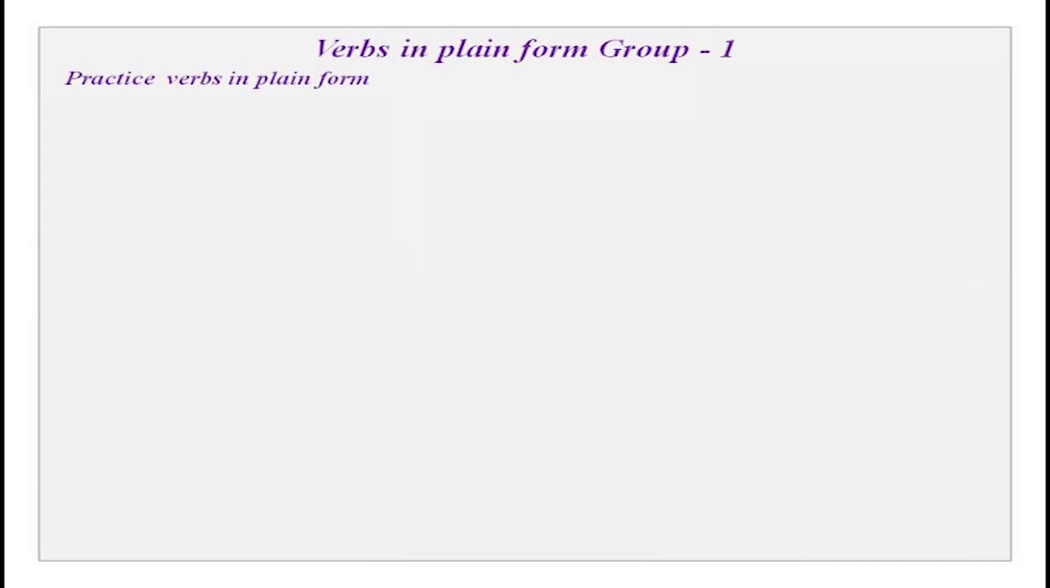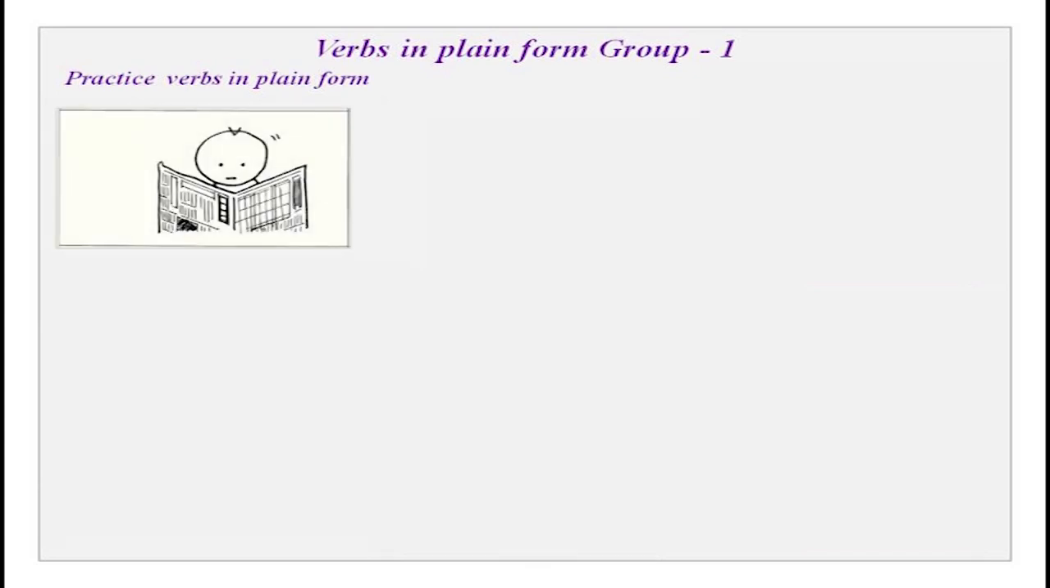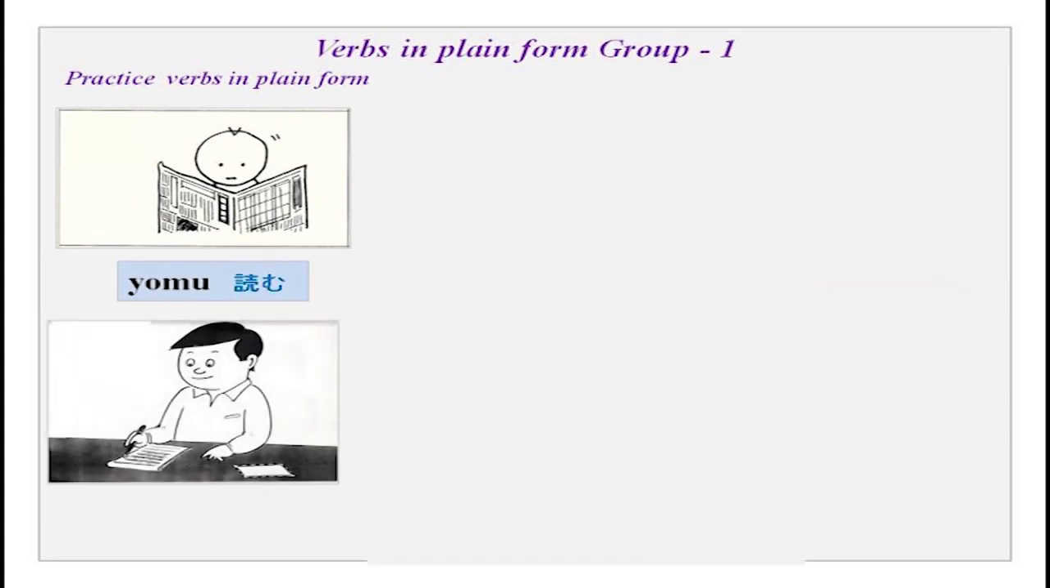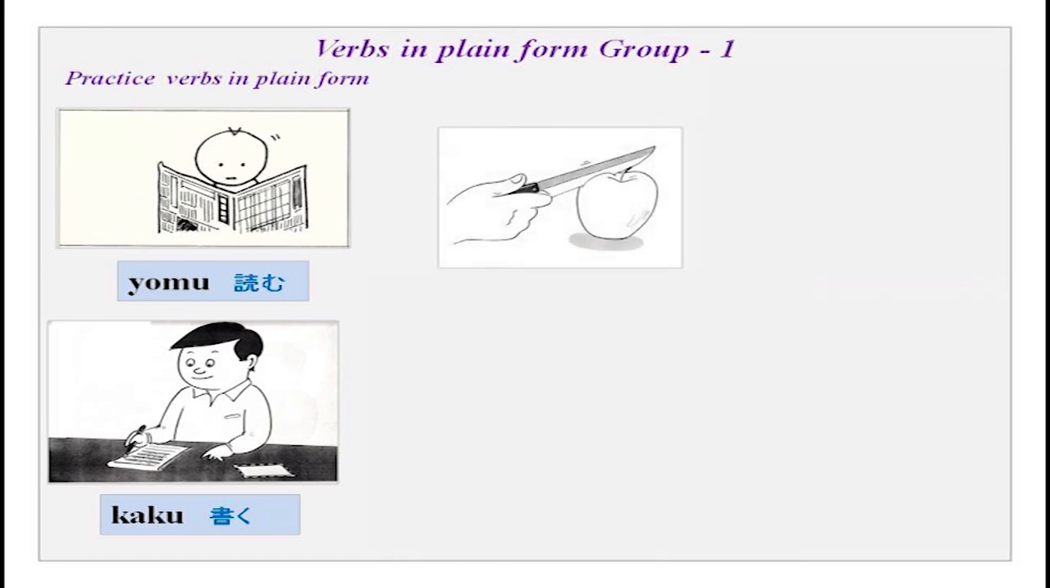Now, practice verbs in plain form. There are a lot of verbs listed over here with pictures, you can practice. Yomu. Well, what is he doing? Writing. Kaku. Then we have cutting, which is kiru. This verb kiru is in group 1 also and in group 2 also. Group 1 is to cut, group 2 is to wear.